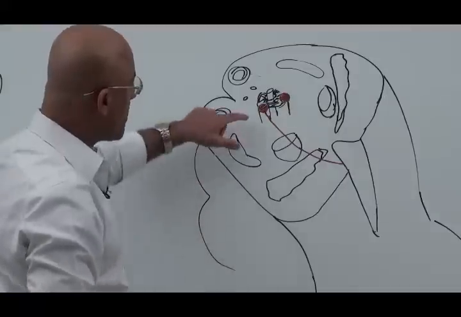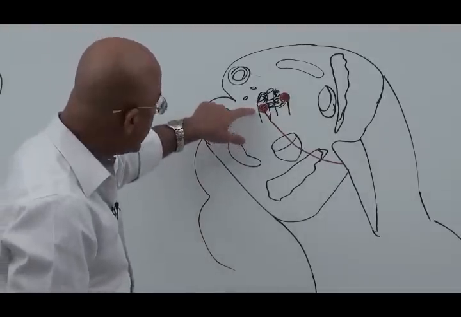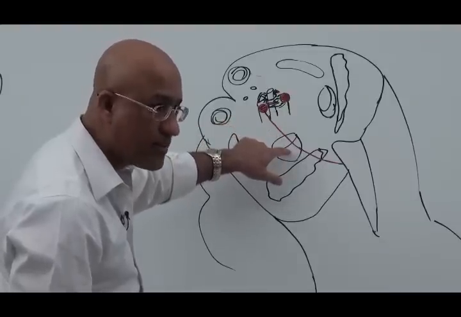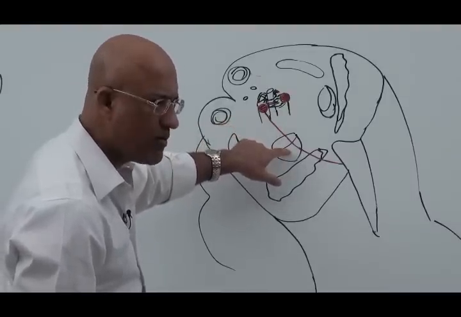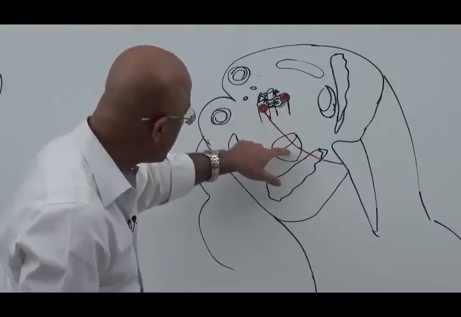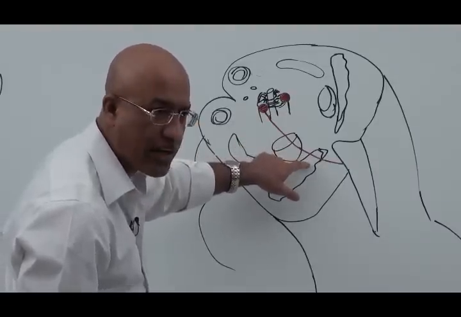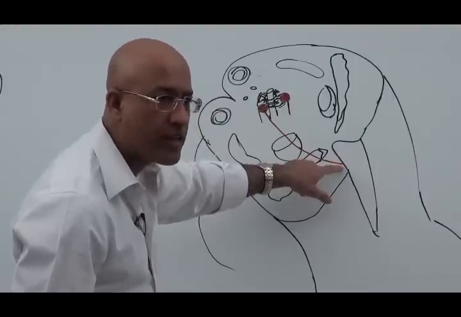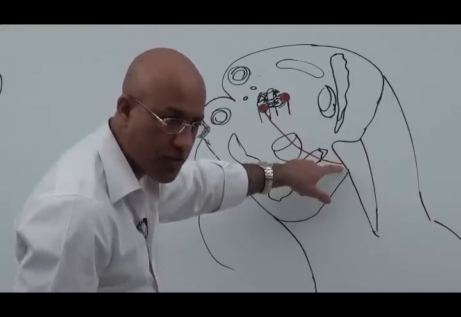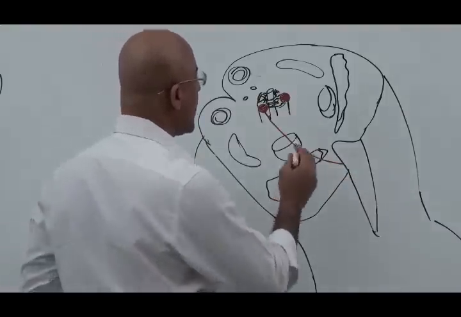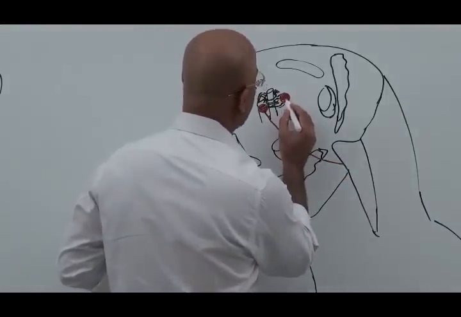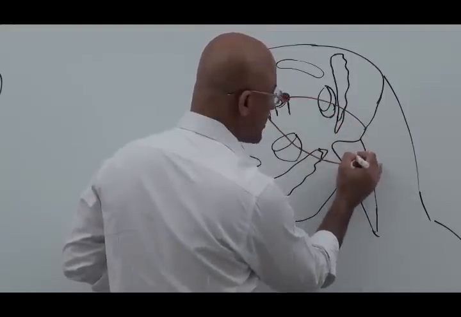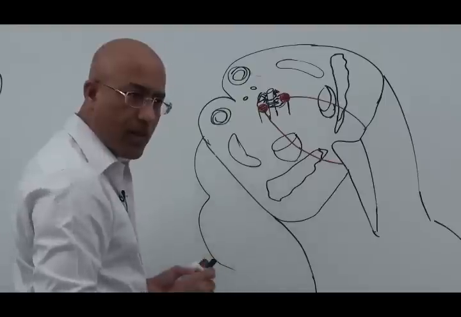Now these fibers from the somatomotor nucleus move forward, they pass through the tegmentum, through the red nucleus in the midbrain, and then through the substantia nigra, and then they exit from the medial side of the crus cerebri. And of course, this nerve is present bilaterally, so it will exit on both sides, right side and left side.